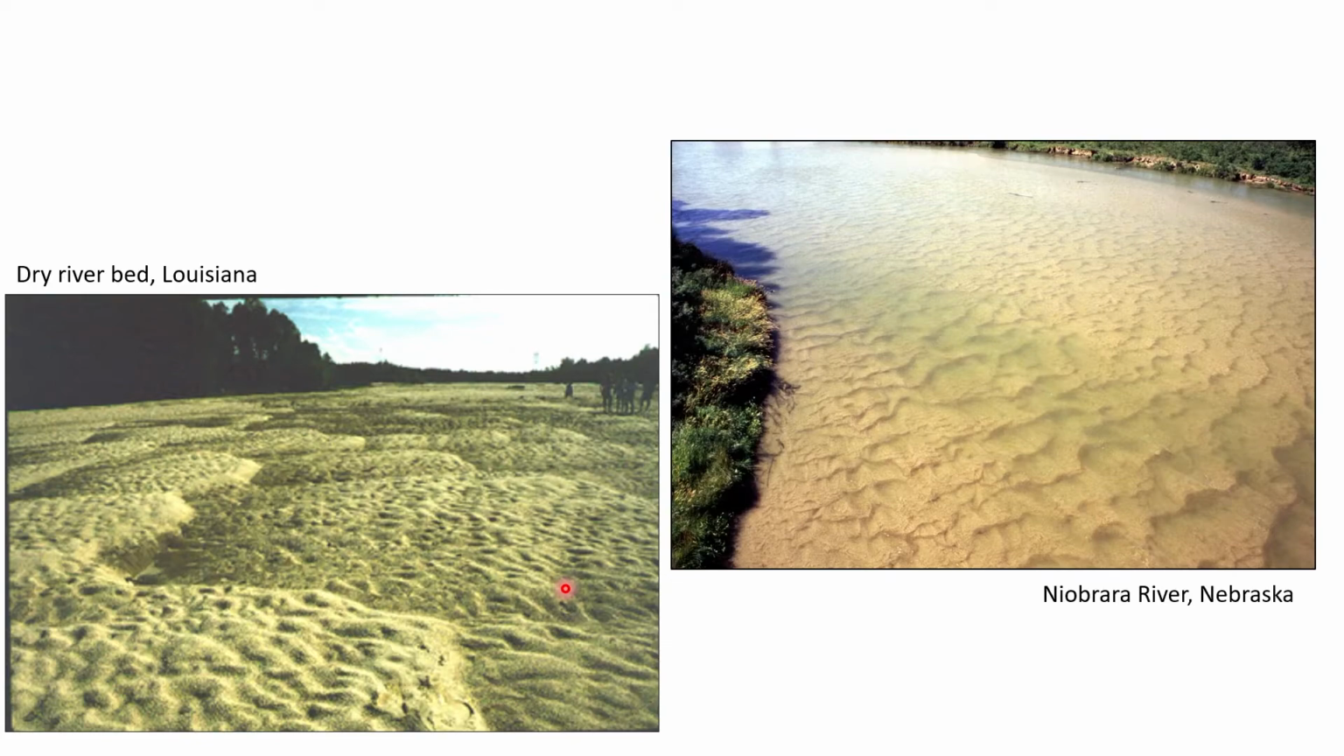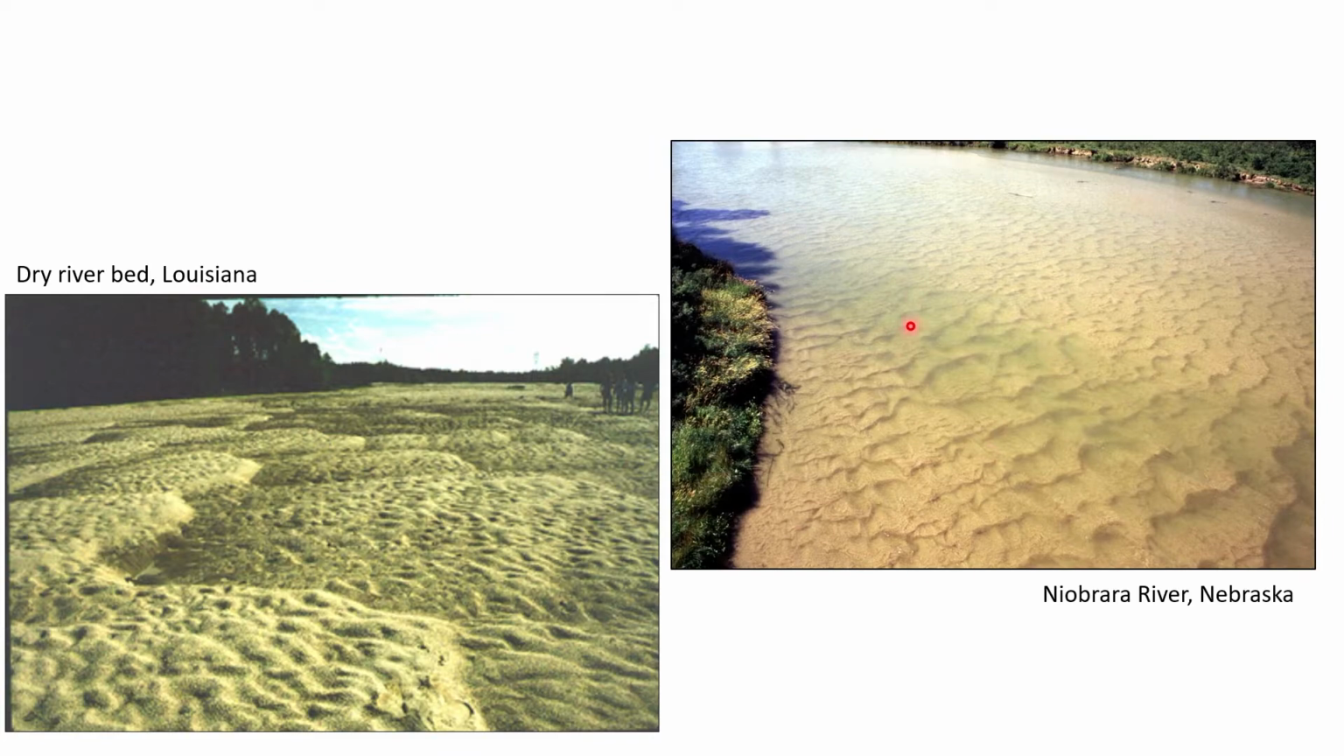So just to give you an example of some dunes and ripples. On the left-hand side here, this is in Louisiana. This is a river that has dried out after a flood. And you can see the river is flowing towards you, okay? And so you can see the dunes. The lighter colors and the darker colors are different size sediments. So a little bit coarser sediment on the ridges here and a little bit finer sediment down in the valleys.